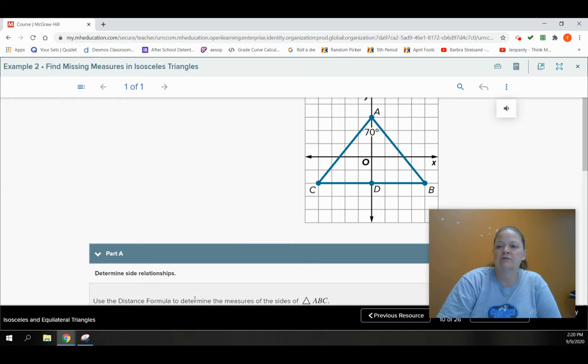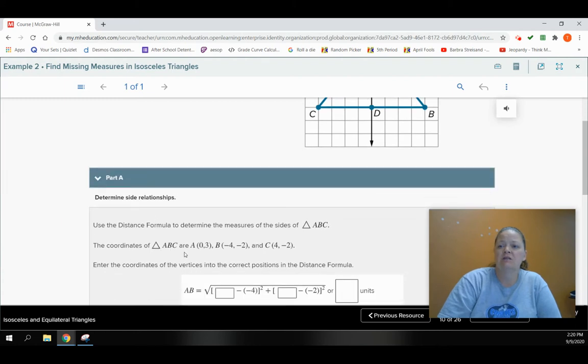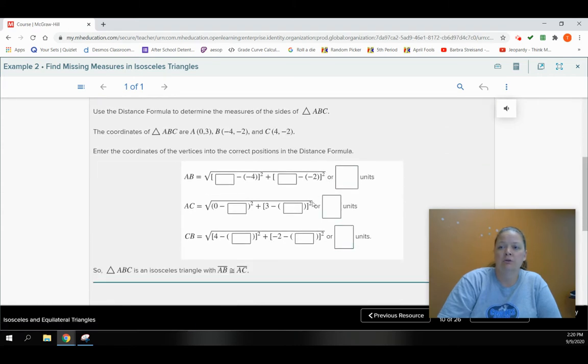We have to use the distance formula to determine the measures of the sides of our triangle ABC. That's going to tell us which ones are the legs. So the coordinates of ABC are (0, 3), (-4, -2), and (4, -2). So we plug that into our distance formula to figure out our units.